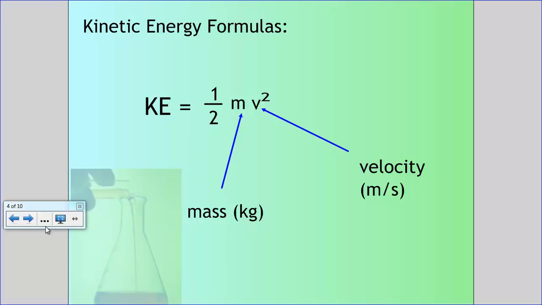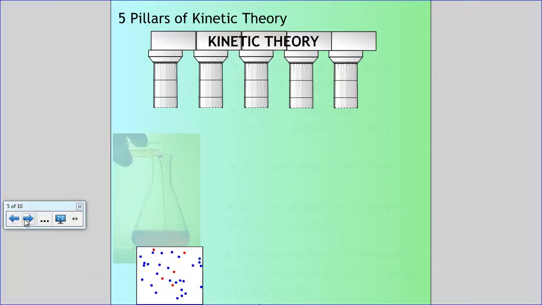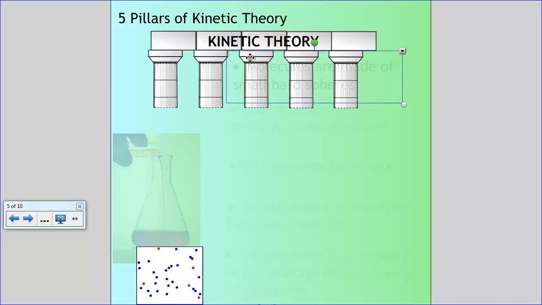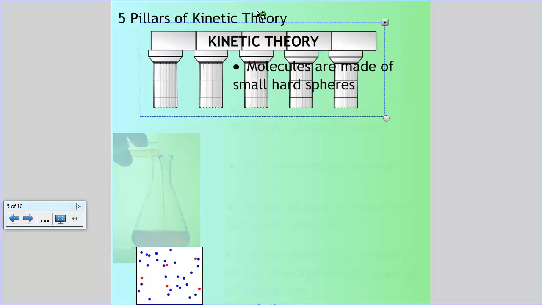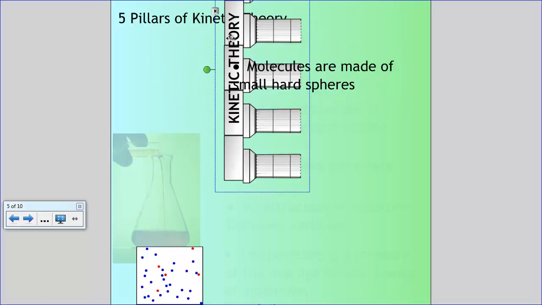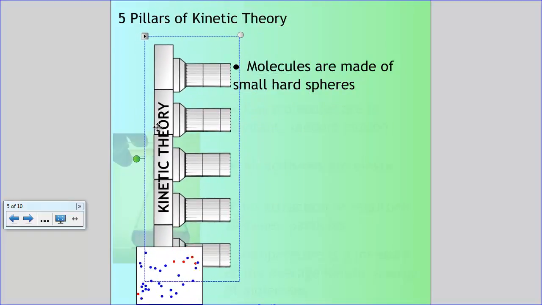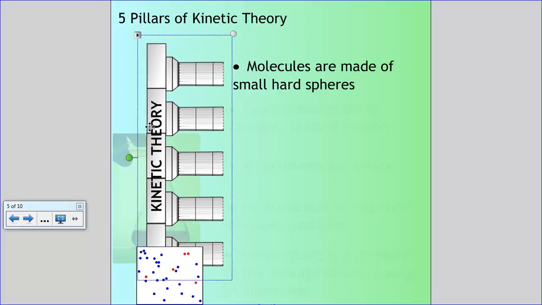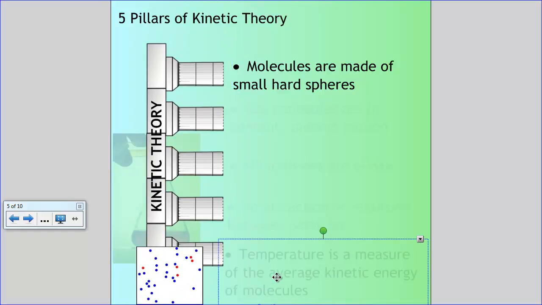Now, we're not going to very often plug stuff into that formula, maybe once or twice in the semester, but you need to know that that's what the formula is, just in case it happens to pop up at some point. So basically, there are 5 points, or 5 pillars, of kinetic theory. Kinetic theory is held up by these 5 ideas. What's really important to realize is that they don't hold true in all cases. So just keep that in mind as we go through them.